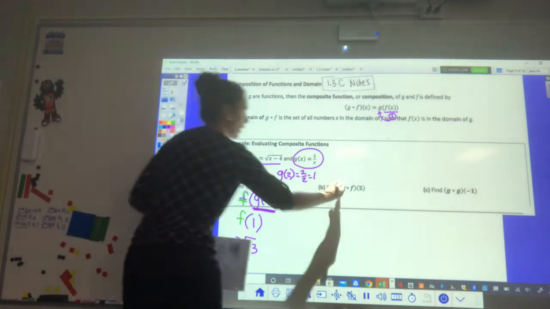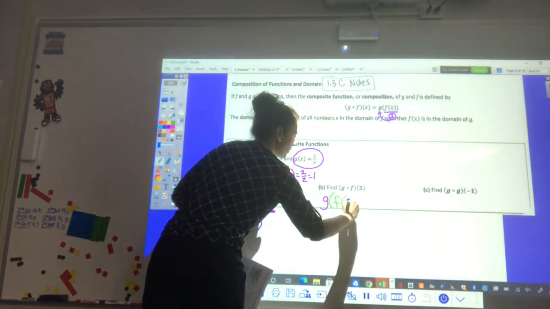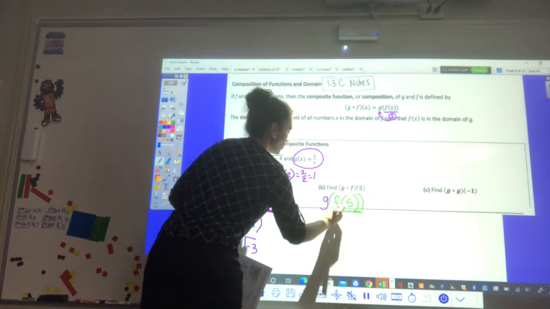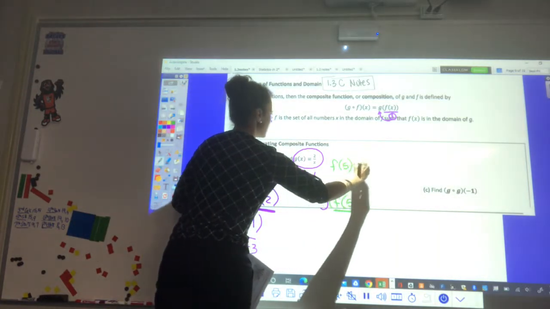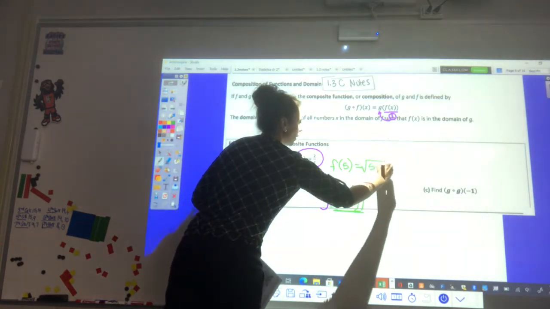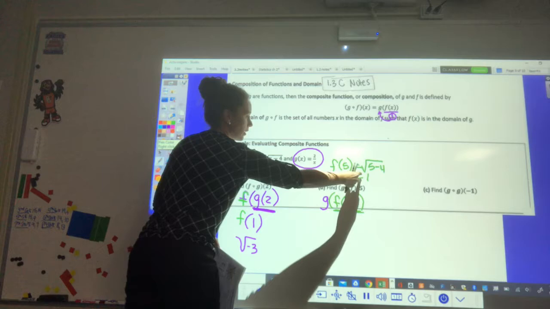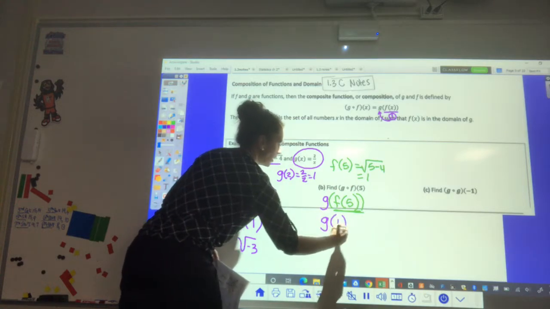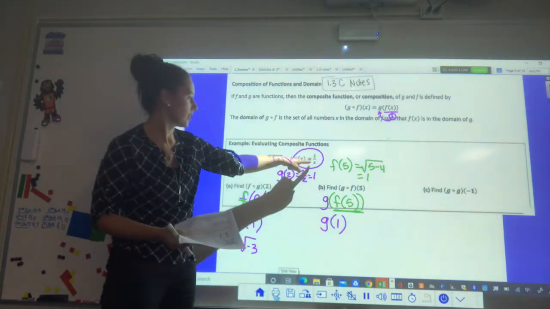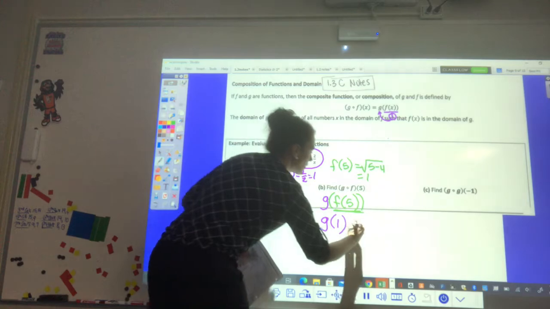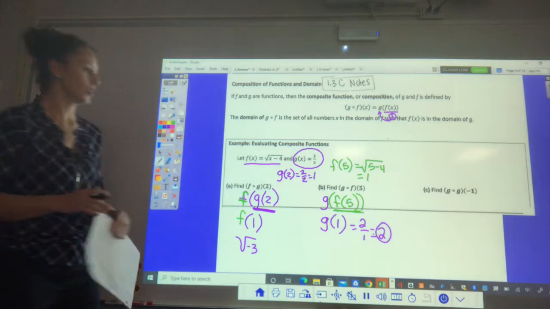Okay, so let's try this one. Now the g is written first. We're going to do g of f of 5. So the first thing I'm going to do is plug a 5 into the f function. So f of 5 is pretty easy. It's just going to be the square root of 5 minus 4, so that equals 1. The answer to f of 5 is 1. I'm going to bring down my g and now do g of 1. Well, g of 1 is just going to be, you plug 1 into the g function, 2 divided by 1 is just 2. So your answer is just 2.